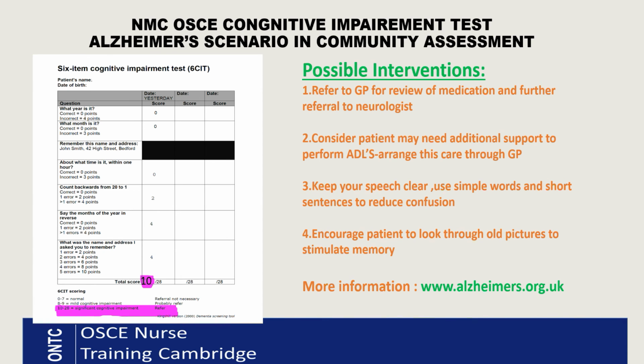So I hope you understand this better. There's a lot of information if you go into, I'll put the link on the alzheimers.org.uk website. It's the Alzheimer's Society website for the UK. If you go and have a look, there is so much important and good information on there which you can use as interventions for this scenario, whether you're writing a care plan or whether you're verbalizing during your assessment station.